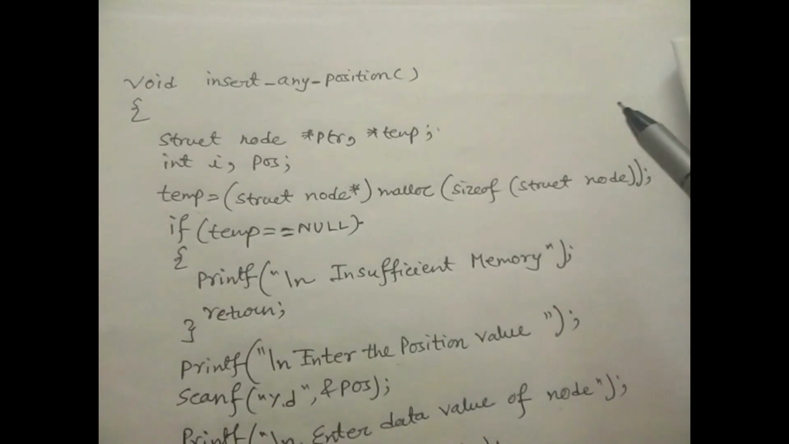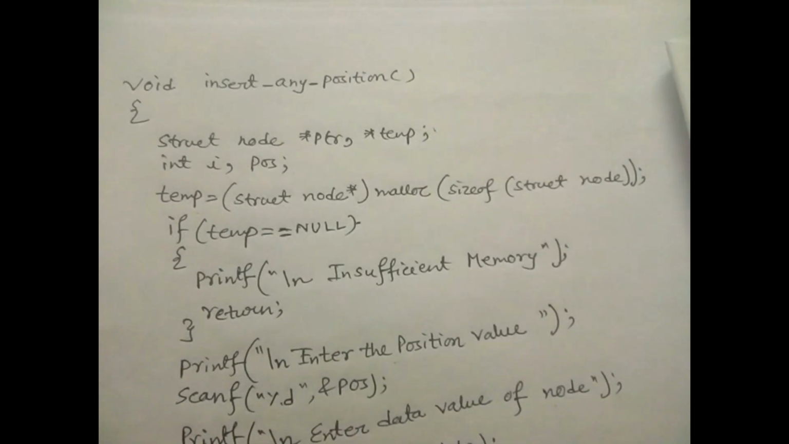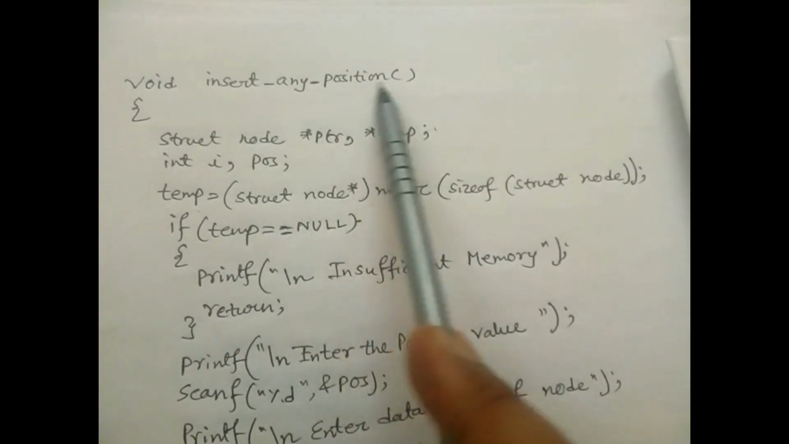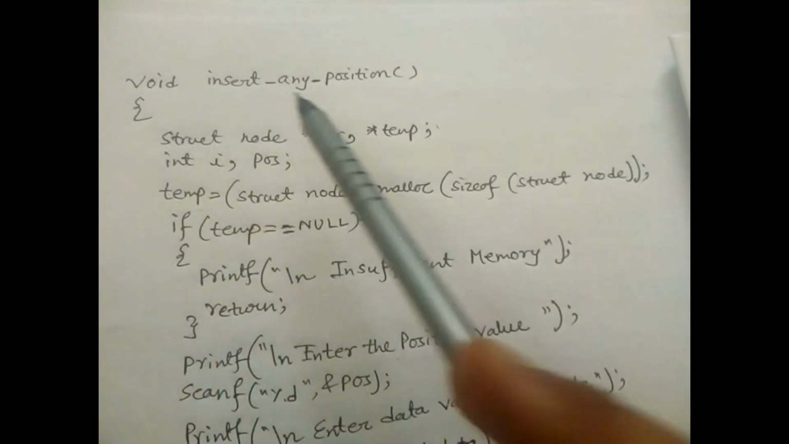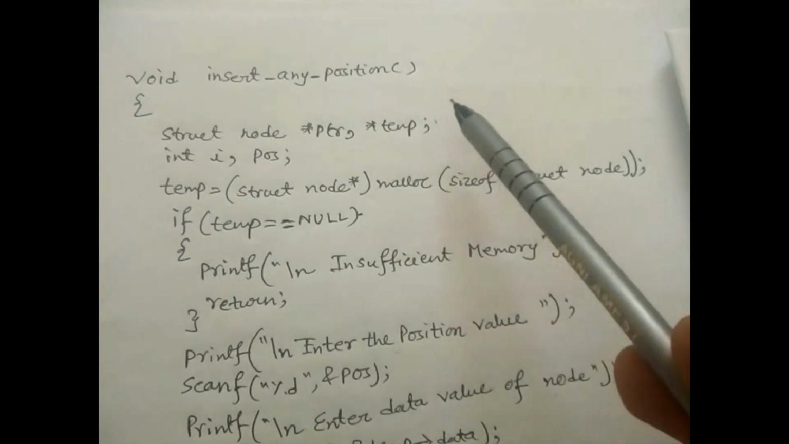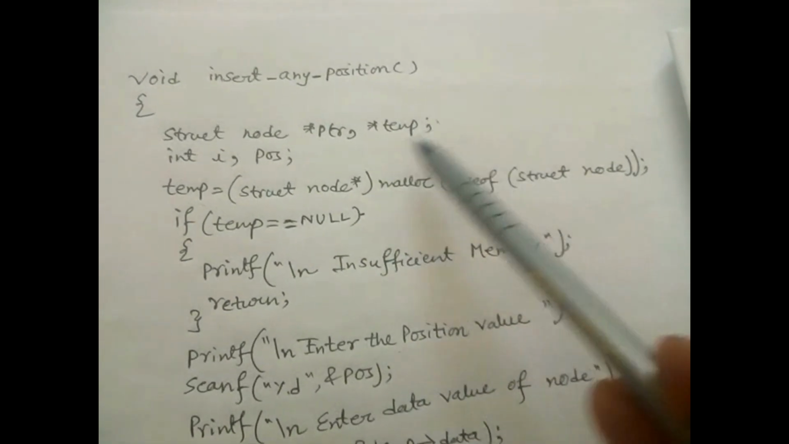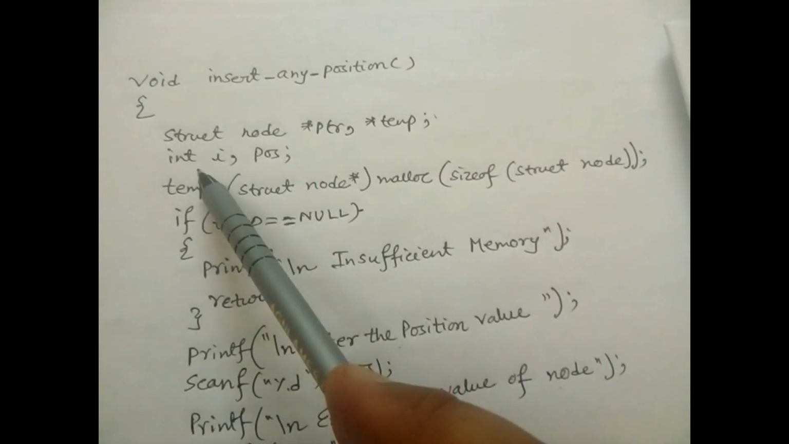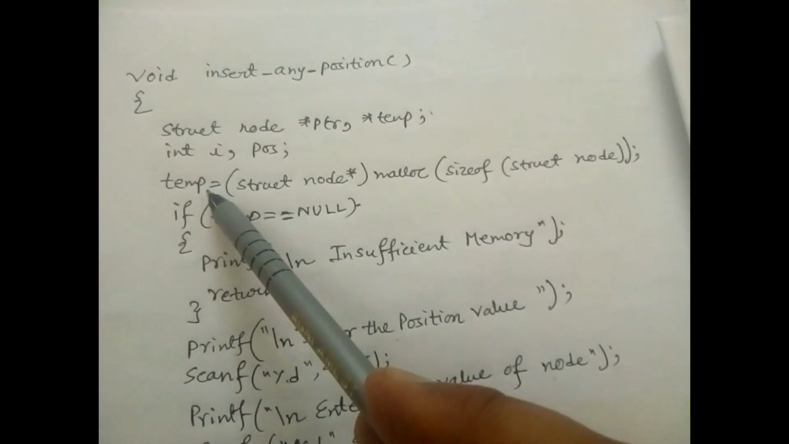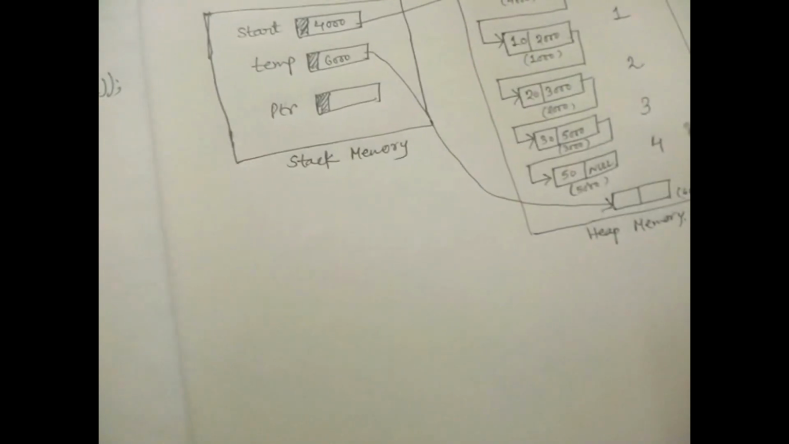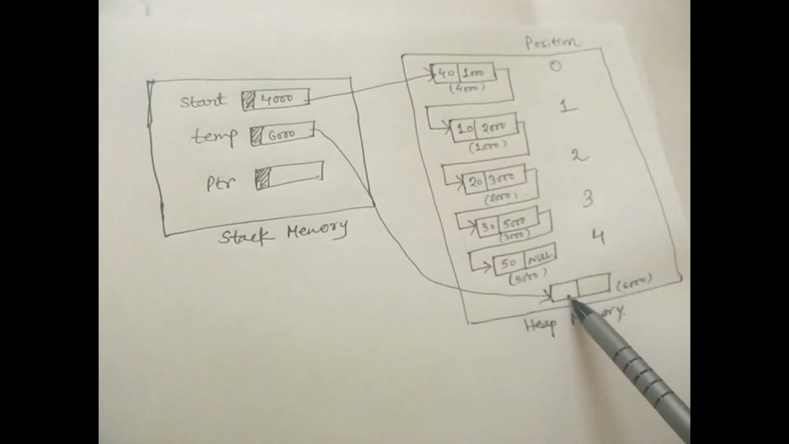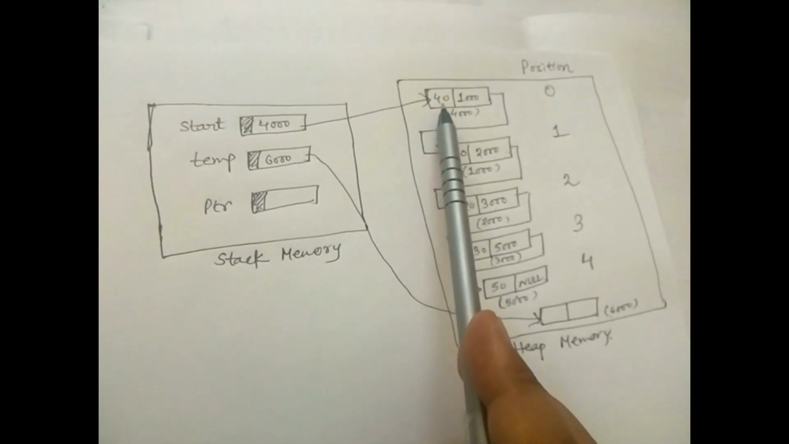Now I will discuss how to insert a node at any position of the list. Let's see the code. insert_any_position is the name of the function, void is the return type, and within this function declare two pointer variables, temp and ptr, which point to the structure, and i and pos are integer variables. Clear? Now again address is allocated for variable temp in heap memory. Suppose it is 6000.